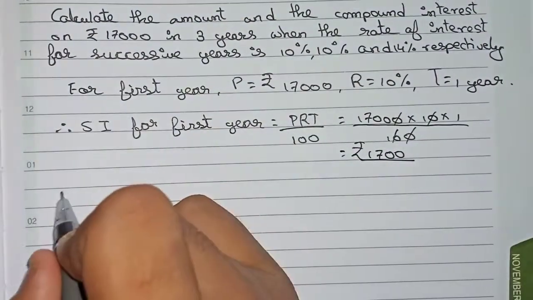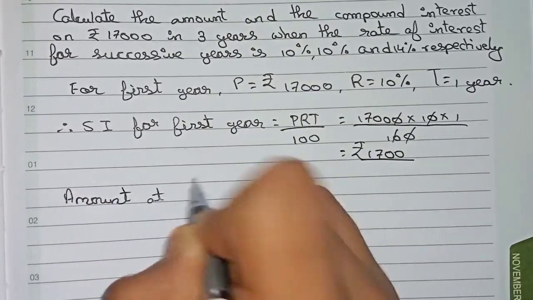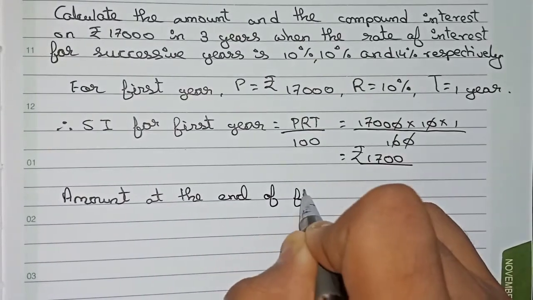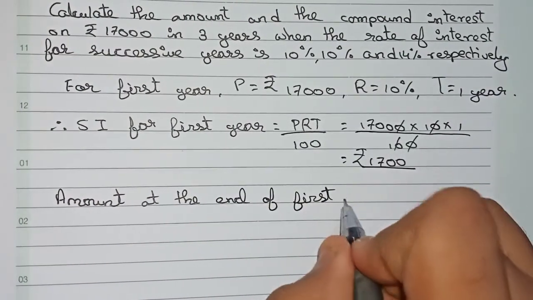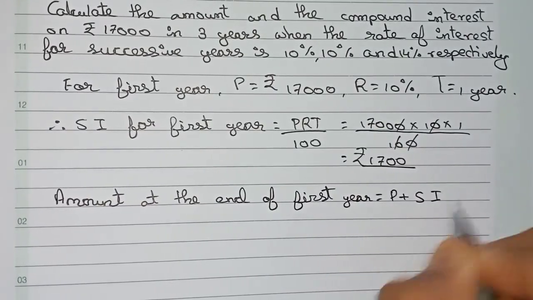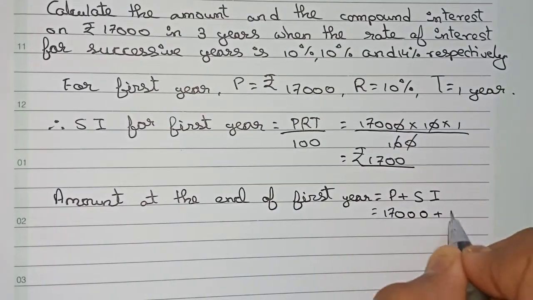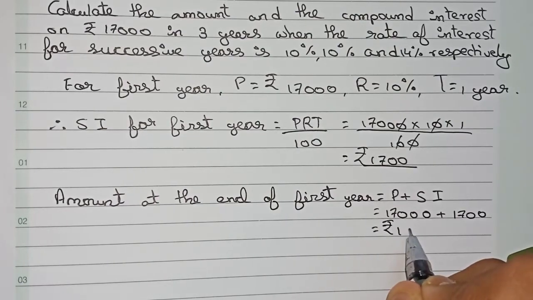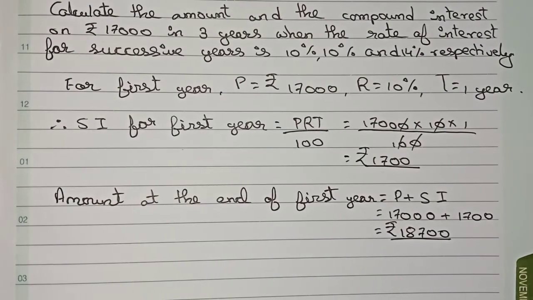Now I write the amount at the end of the first year. It is the principal plus the SI. Principal is 17,000 plus SI, that is 1700. It will be equal to rupees 18,700. So this is the amount at the end of the first year.